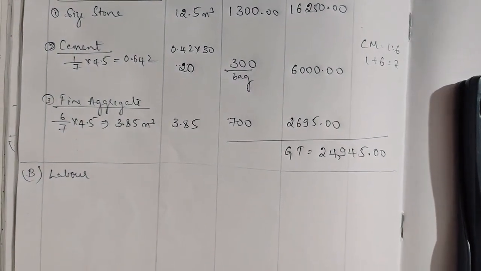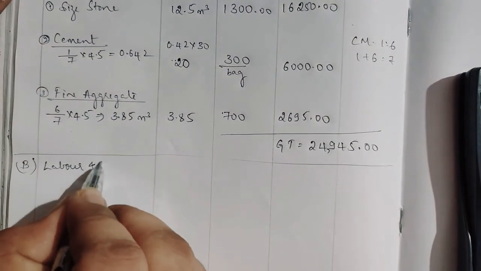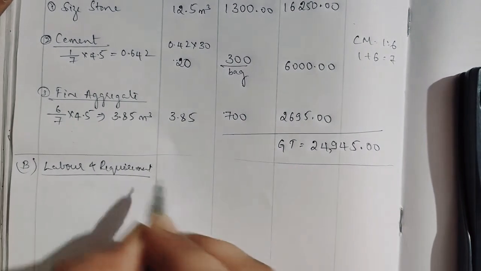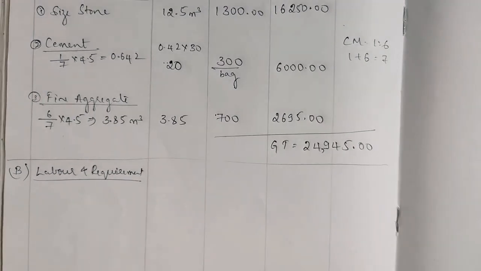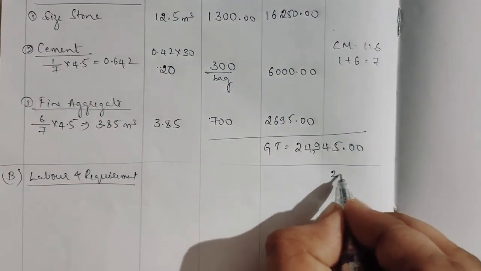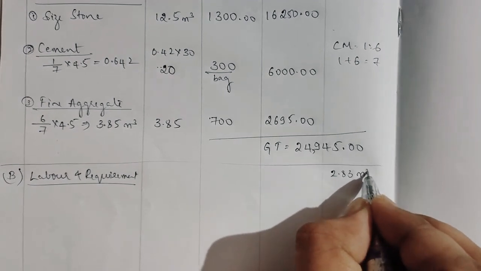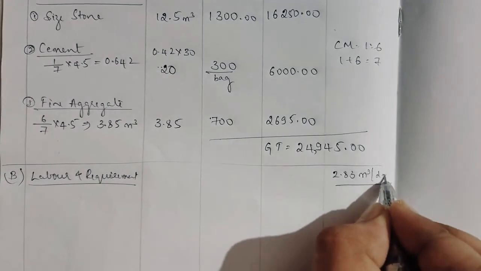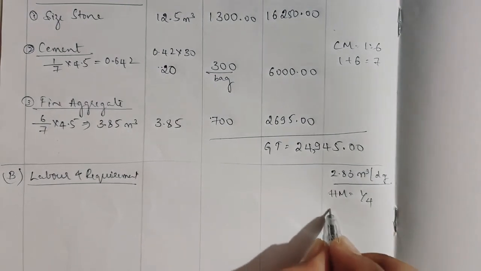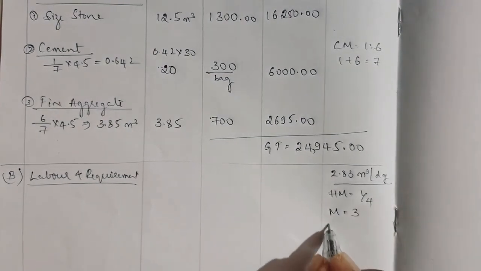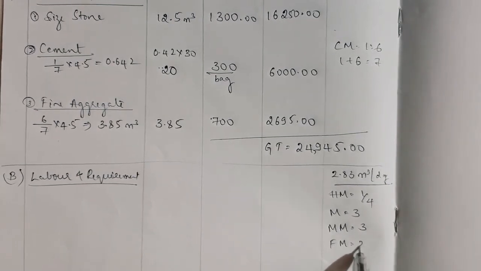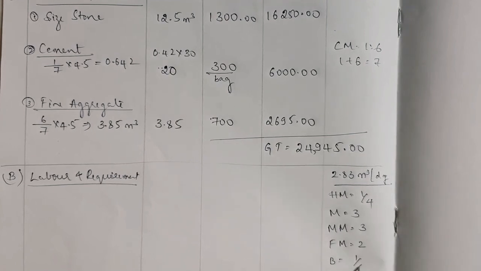Okay, so labor and requirement. I've already given you the code, so I'll write directly. For 2.83 meter cube per day, head mason is 1 by 4, mason 3, male mazdoor 3, female mazdoor 2, bhisti 1 by 4.